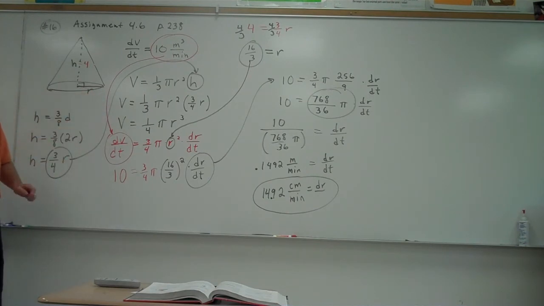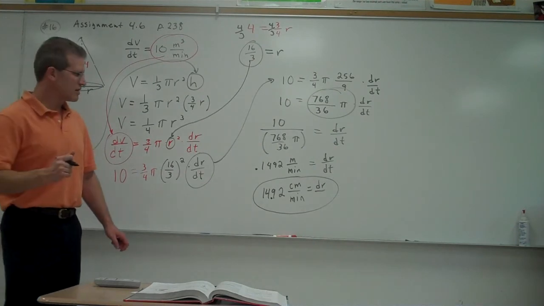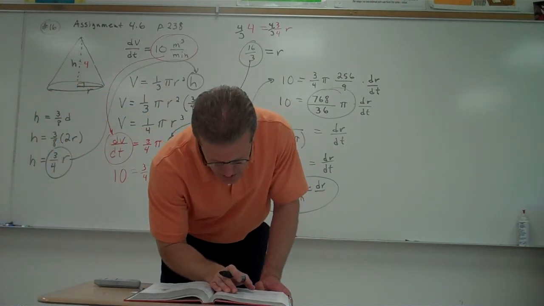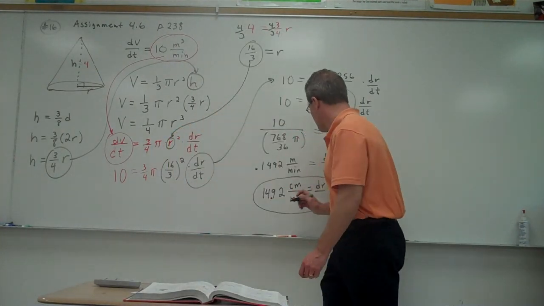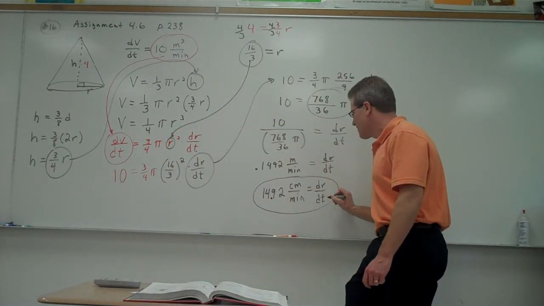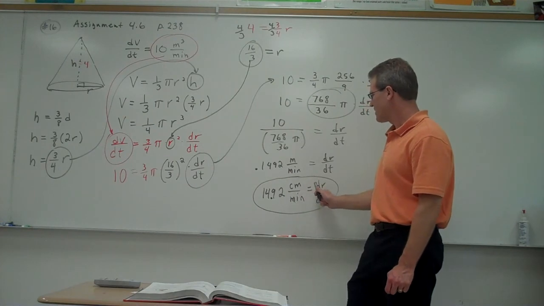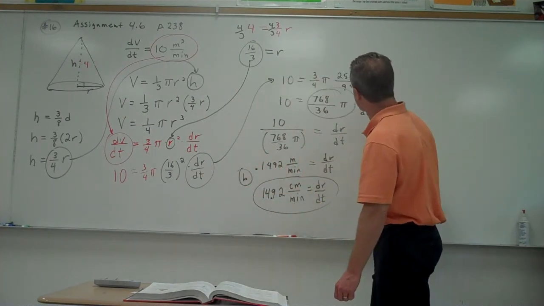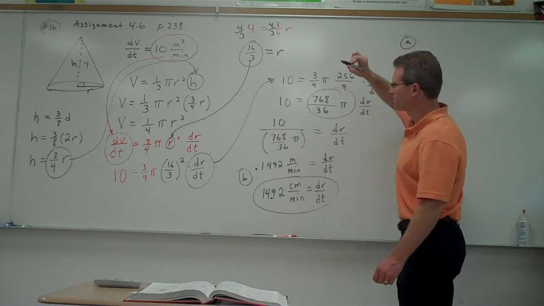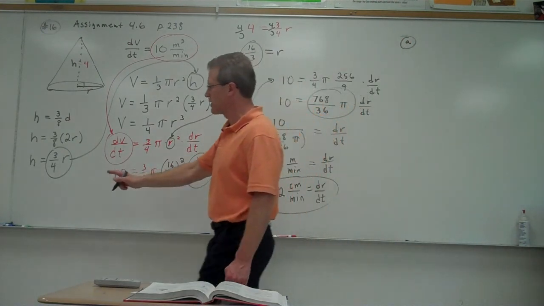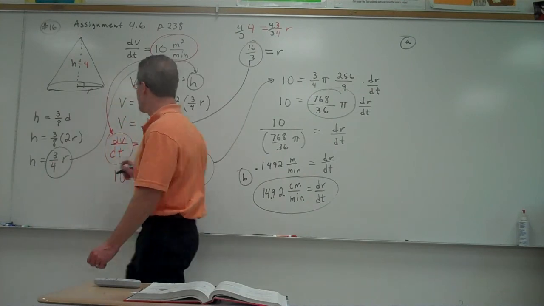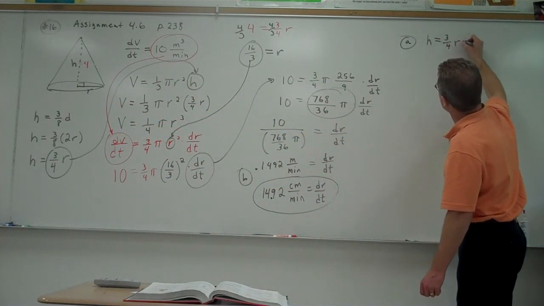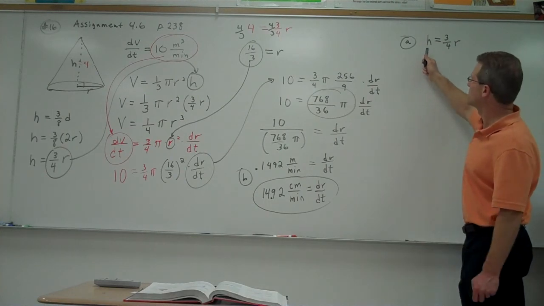Now they also want to know how fast, let's make sure which answer that is. Let's see. That's actually part B. We found B first, how fast the radius is changing. So this whole thing was part B. Part A wants to know how fast the height is changing. So go back to your equation that relates h and r. h equals 3/4 r. And just do the derivative on both sides with respect to time.